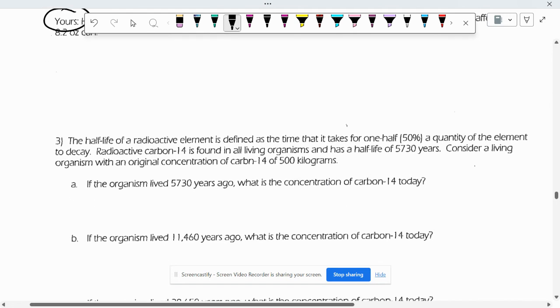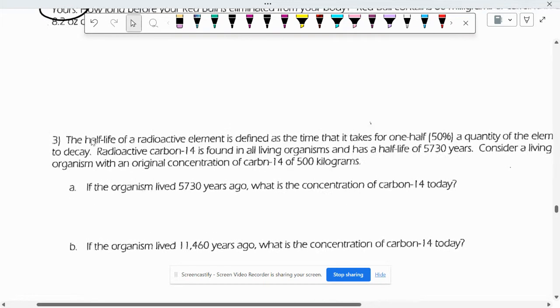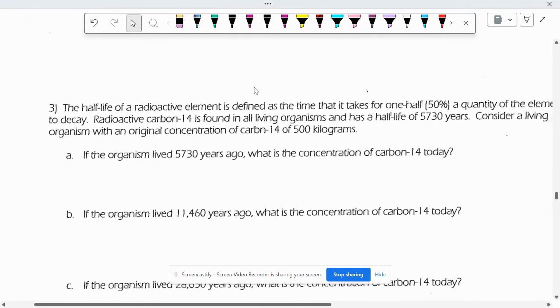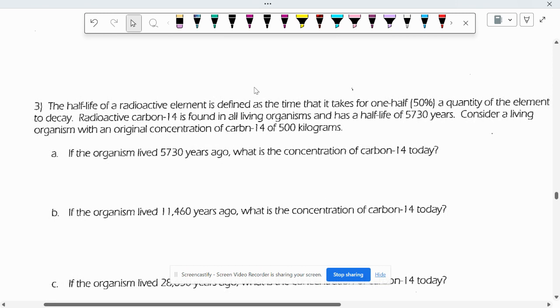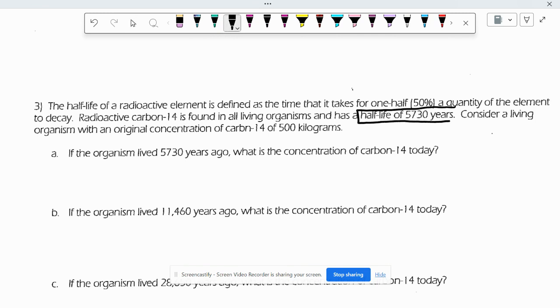So this is like real world stuff, radioactive elements. So the half-life of a radioactive element is defined as the time it takes for 1/2 of the quantity to decay. Okay. Radioactive carbon-14 is found in all living organisms, and it has a half-life of 5,730 years, meaning that it's going to take 5,730 years for it to decrease by half. So consider a living organism with the original concentration of 500 kilograms.